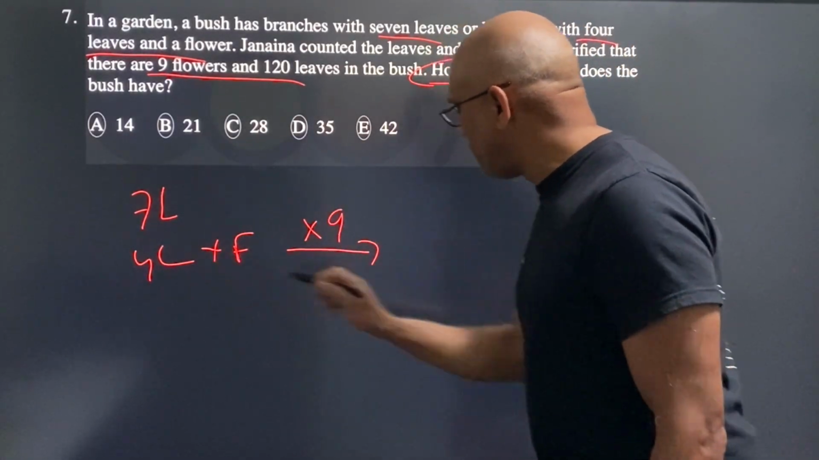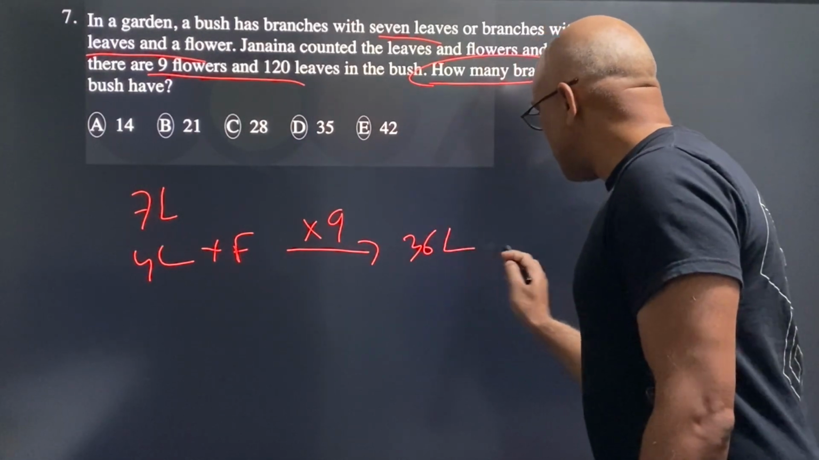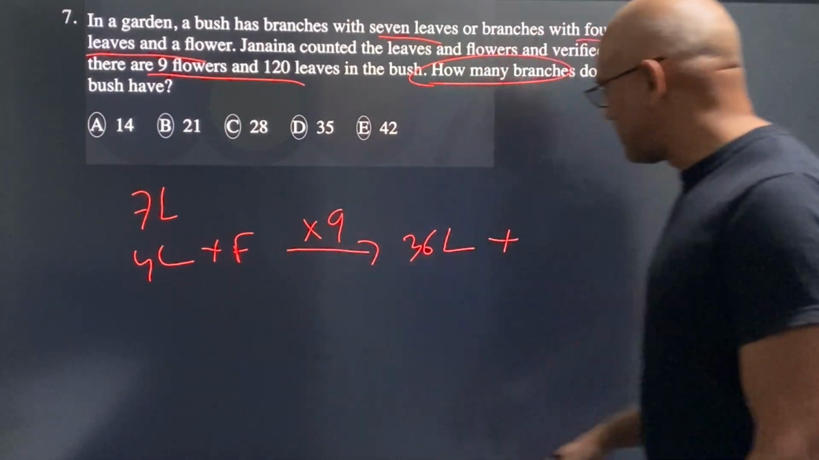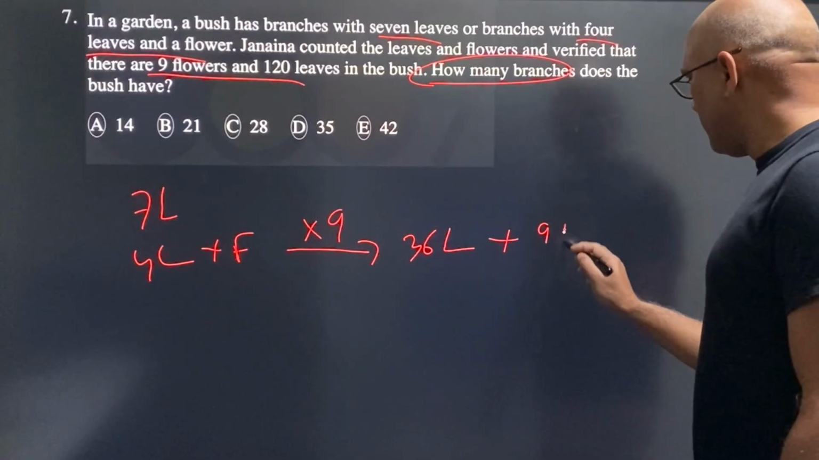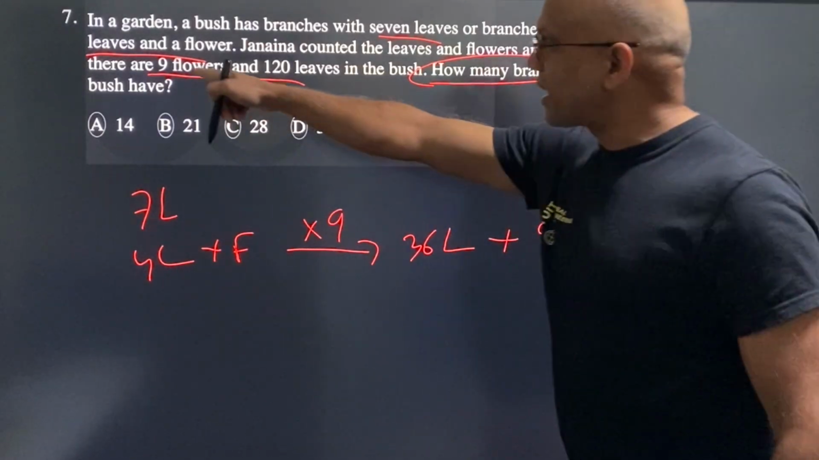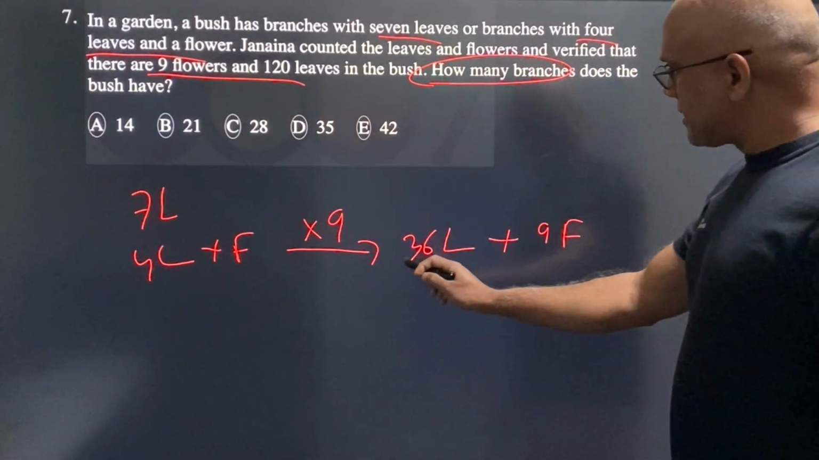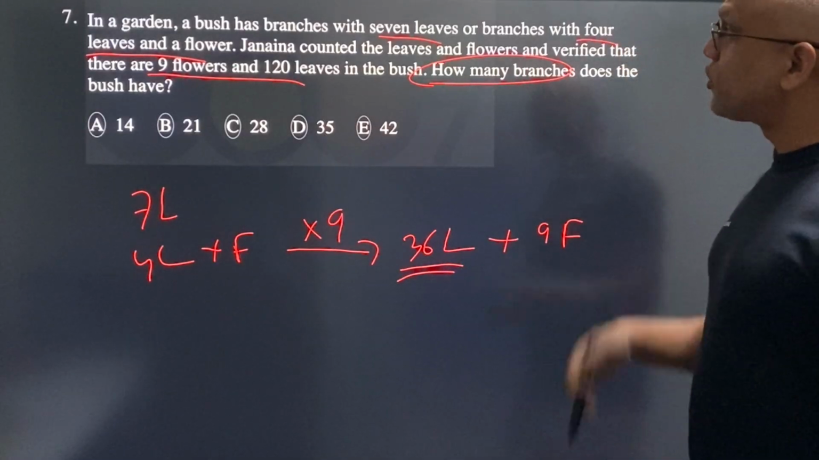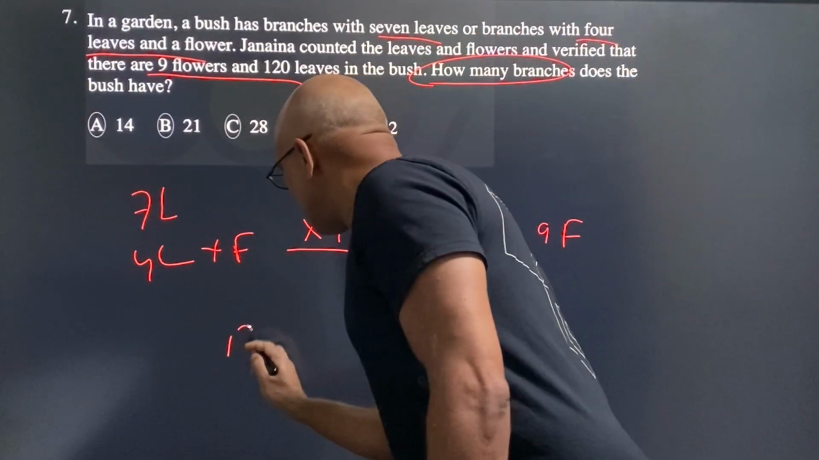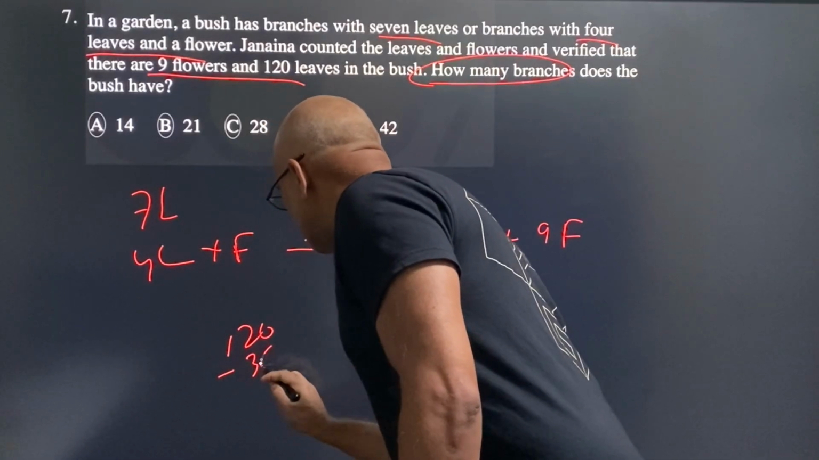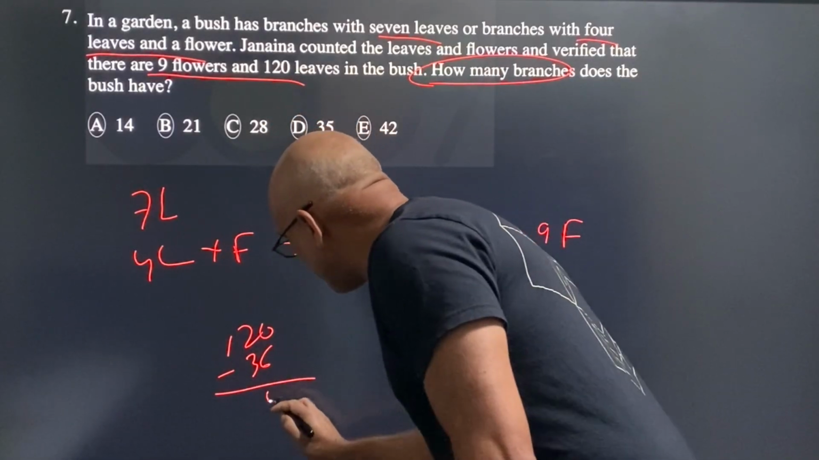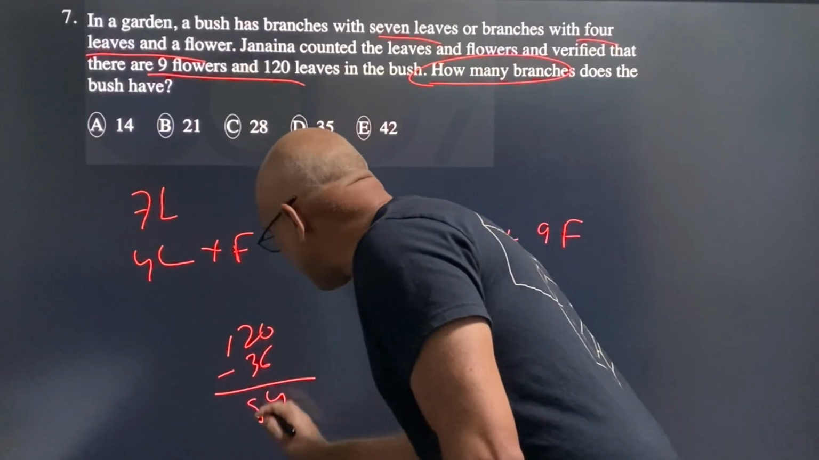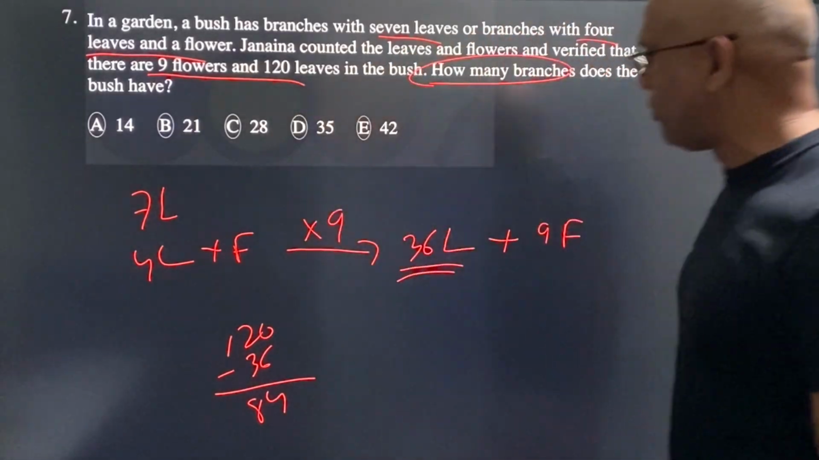So 9 times 4 is 36 leaves and 9 times 1 is 9 flowers. So flowers are accounted for now. So this gives me 36 leaves. So the remaining is 120 minus 36, which is 84. So I need 84 more leaves.